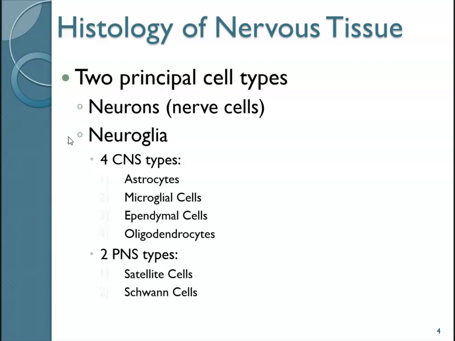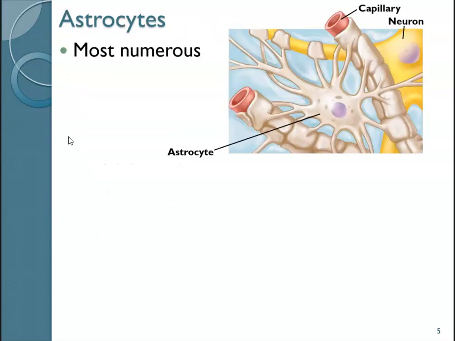We'll talk about four central nervous system neuroglial cells, and two in the peripheral nervous system. So let's start with the central nervous system. The first ones we're going to talk about are astrocytes. They are the most numerous in our central nervous system. They will help transport material from our blood vessels to neurons. So they help maintain a chemical environment, right?